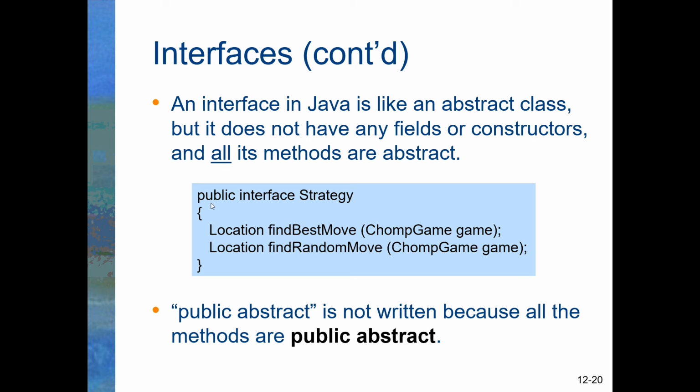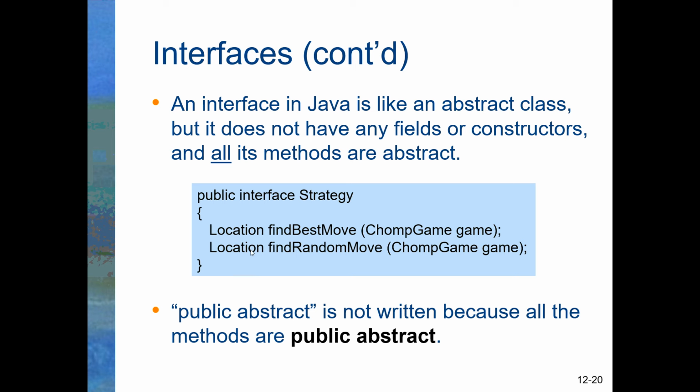There are no fully defined methods or anything in there. So look at this here. It says public interface Strategy. And inside of here it says you have to make a method called findBestMove that takes in a game of type ChompGame, and it returns a Location. And I have another one called findRandomMove, which takes in a game of type ChompGame, and returns a Location. So what this is saying is if you implement my Strategy, you have to make these two methods. Notice how they just have semicolons, they don't have curly braces. So they're just saying you have to make this method and this method.